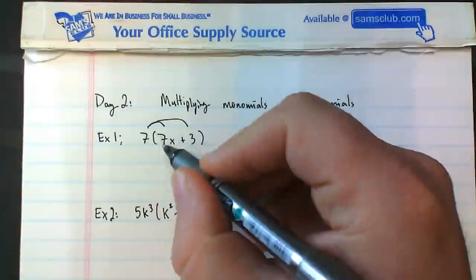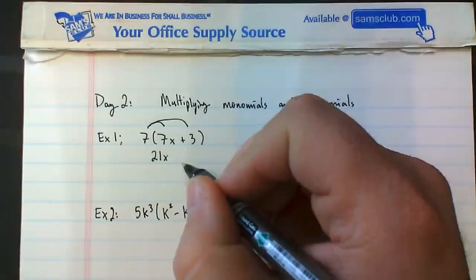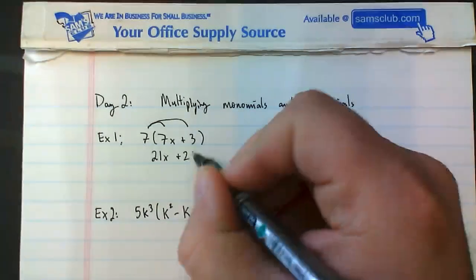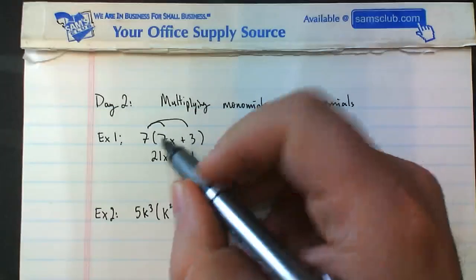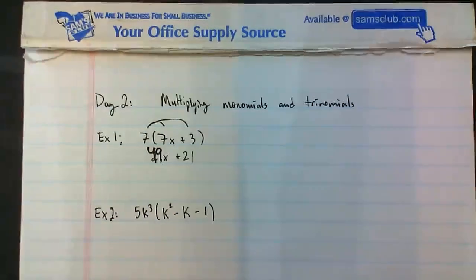So that would be 7x is going to give you 21x, and 7 times 3 is 21. This is actually 7 times 7 is 49. That was a mistake. 49x is what you should have. So I'm glad we caught that early, because you never know, we might need some medicine to get us through.